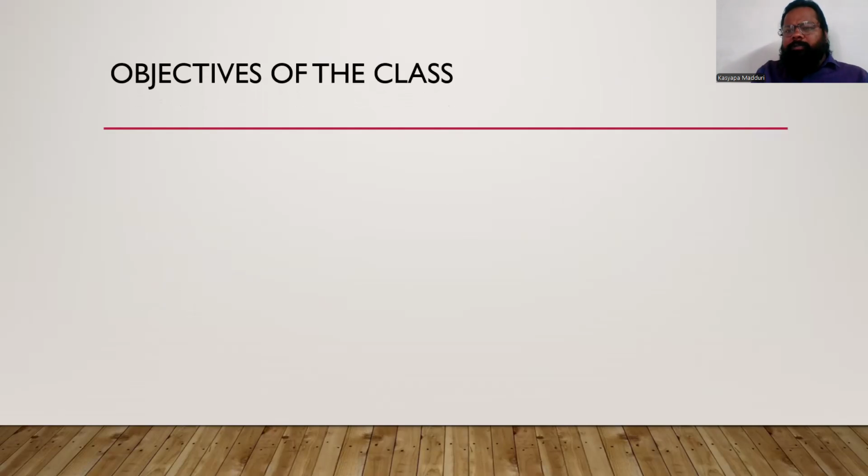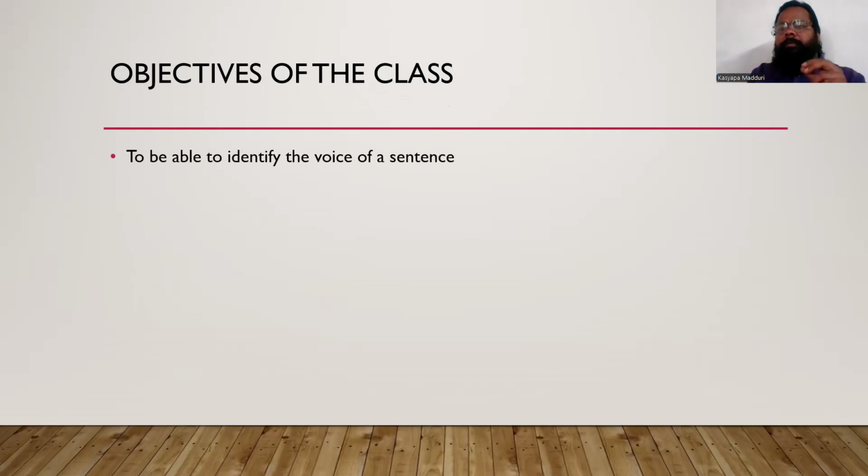All right. Now, let us go to the next one. What are the objectives of this class? What are we going to learn from this class? What are we going to achieve from this class? The first thing that we are going to achieve is being able to identify the voice of a sentence. We are going to identify whether a sentence is in active voice or passive voice. That is the first thing.